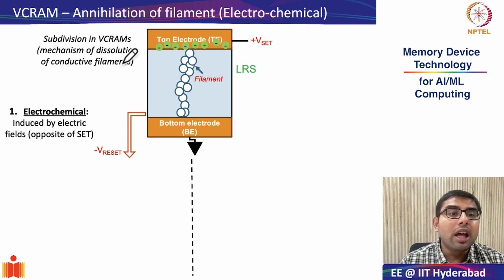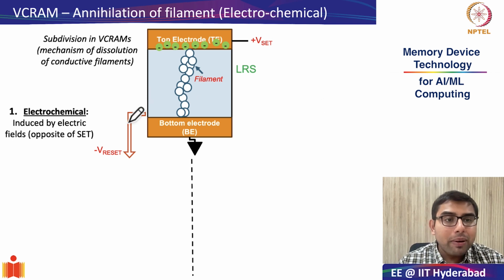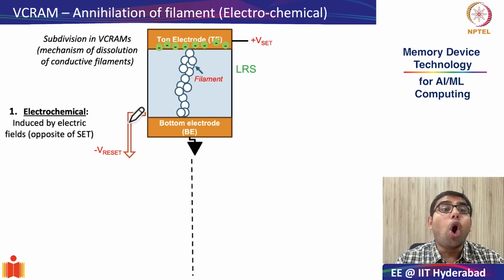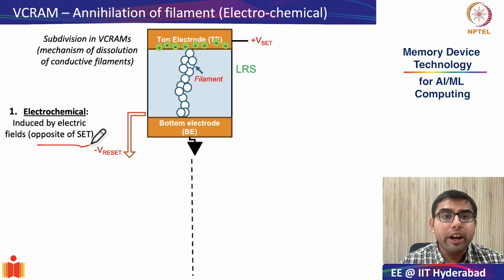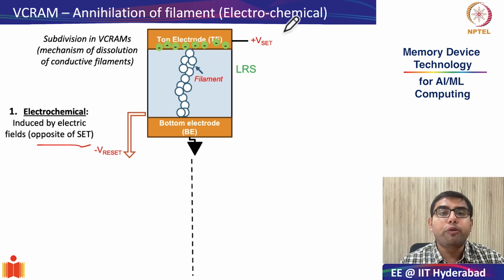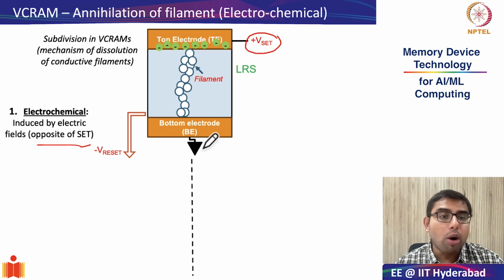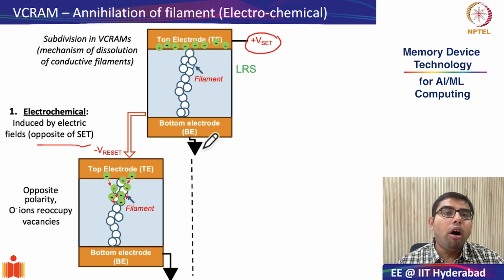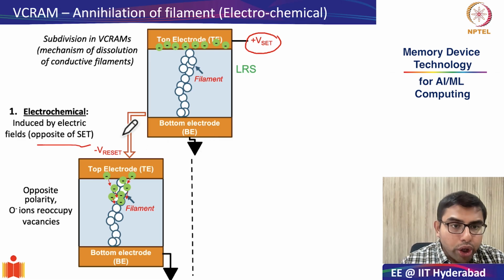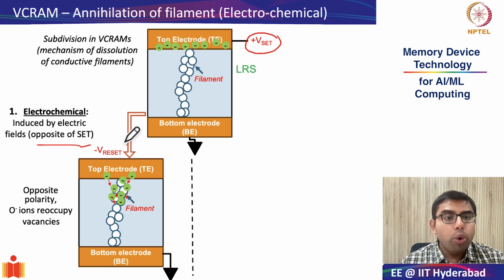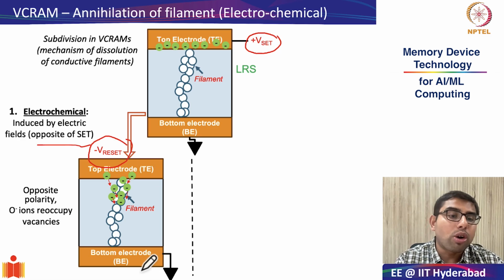In the electrochemical VCRAM, you apply a reset voltage which is opposite to that of the set voltage. What does that mean? Remember, for forming this particular filament, you applied a positive bias at the top electrode, whereas the bottom electrode was grounded. Therefore, in the case of electrochemical VCRAM, what you essentially do is, now you apply minus V reset or a negative bias at the top electrode while you keep the bottom electrode grounded.